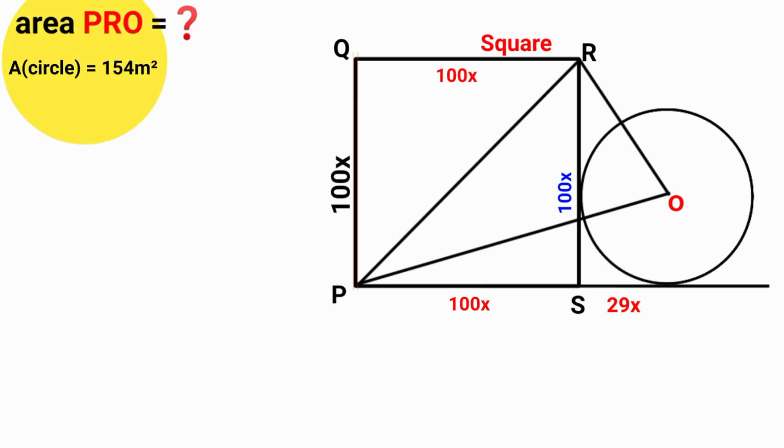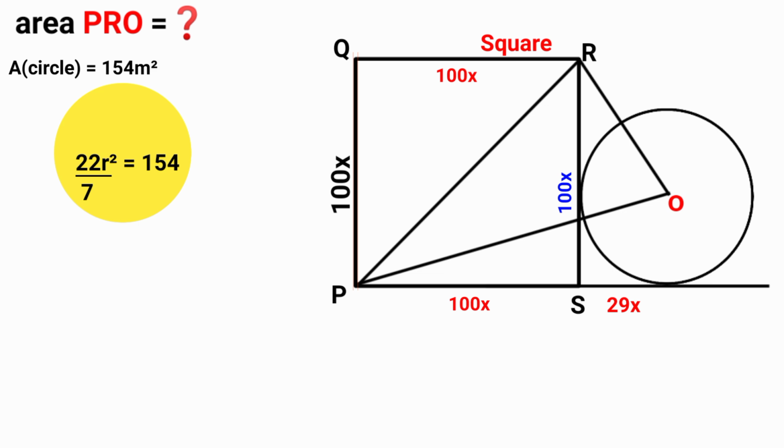From here, they said area of circle equal to 154 meters squared. The formula for calculating the area of a circle is pi r squared. Equate pi r squared to this 154. So pi r squared equal to 154. Pi is a constant which is 22/7. So 22/7 r squared equal to 154.